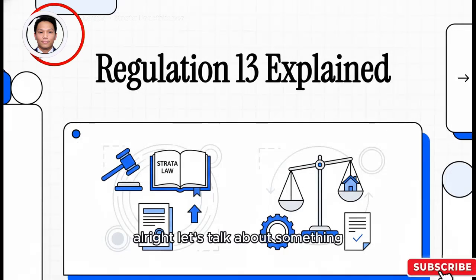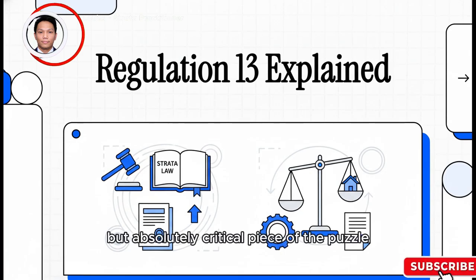All right, let's talk about something that can feel a little daunting if you're ever in this situation, a strata management tribunal case. We're going to zero in on one tiny but absolutely critical piece of the puzzle, Regulation 13.